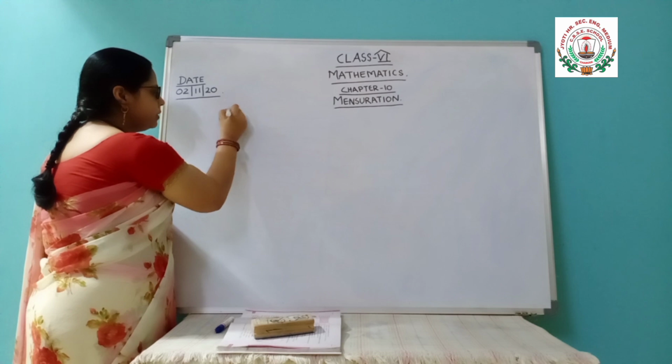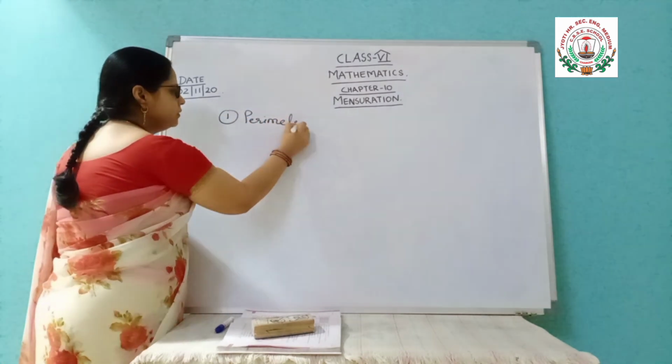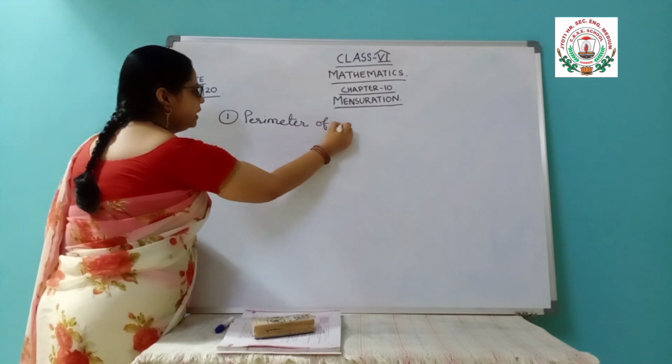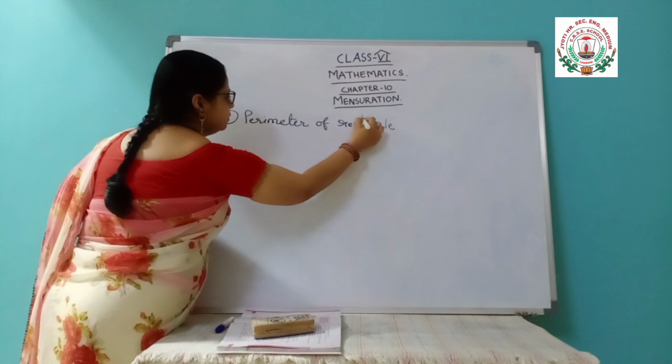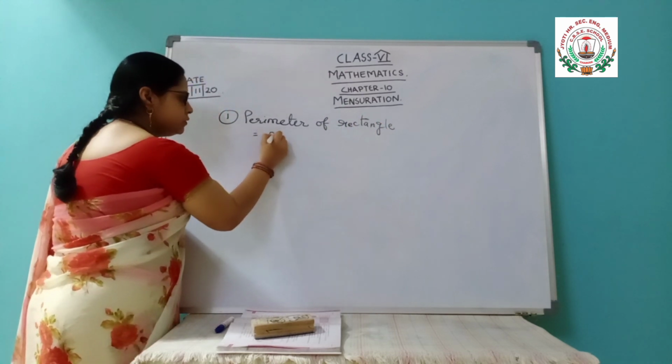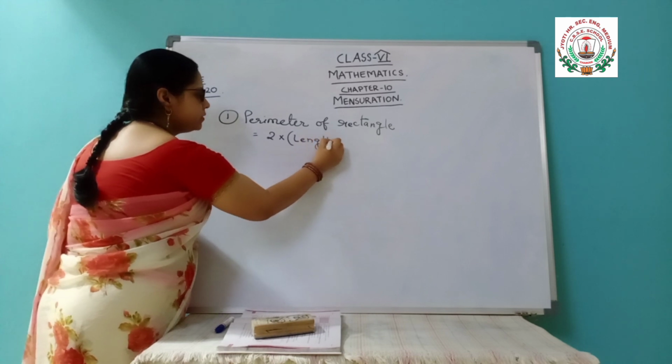So the first formula you have is for the perimeter of a rectangle. That is, you have to learn this: 2 into length plus breadth.